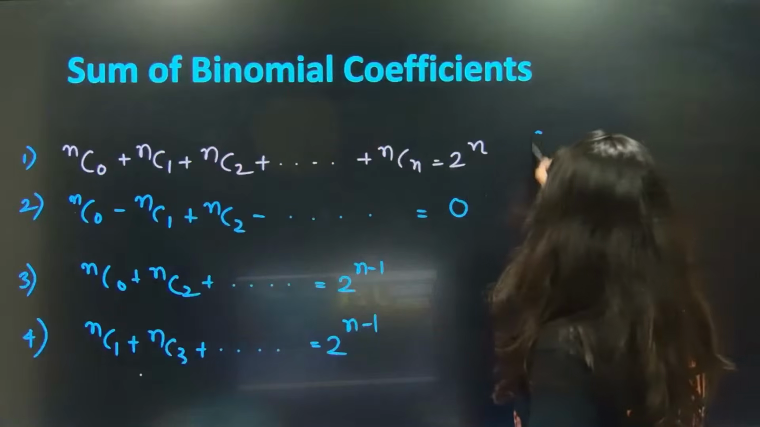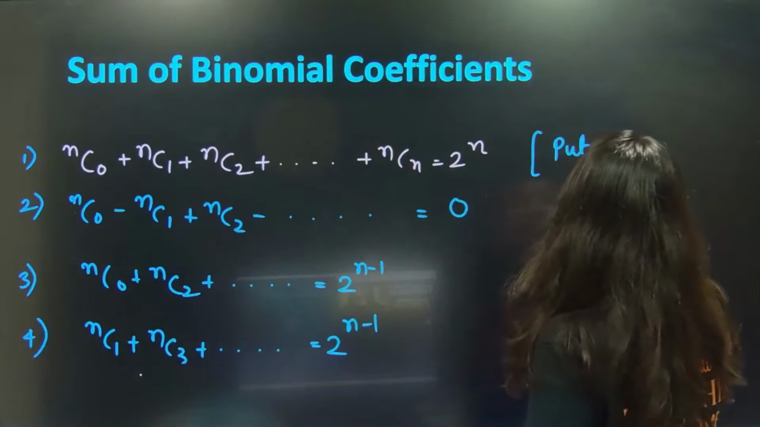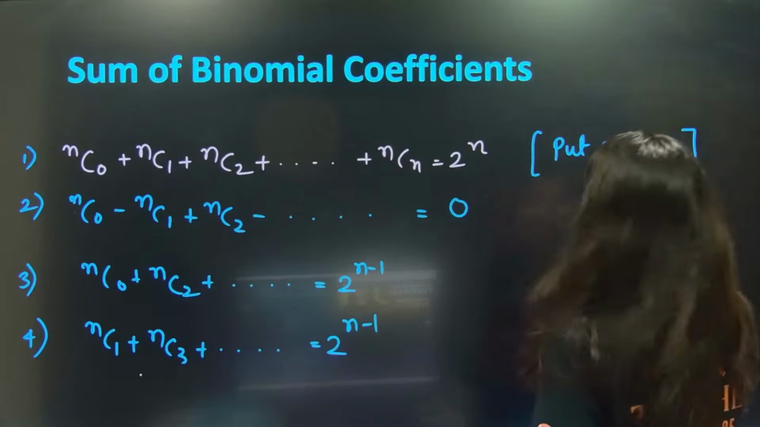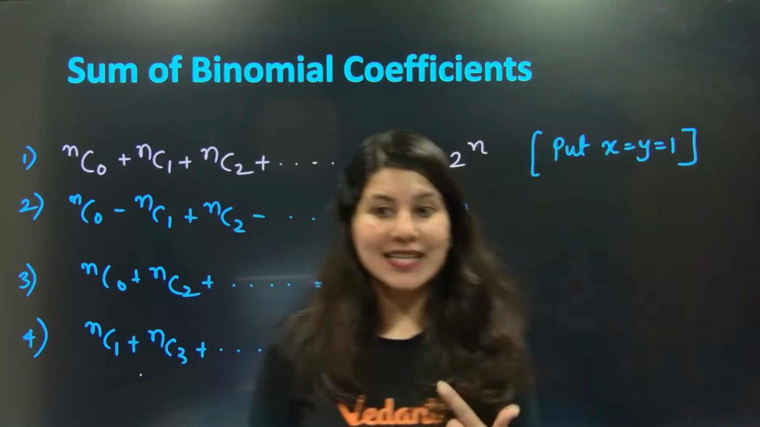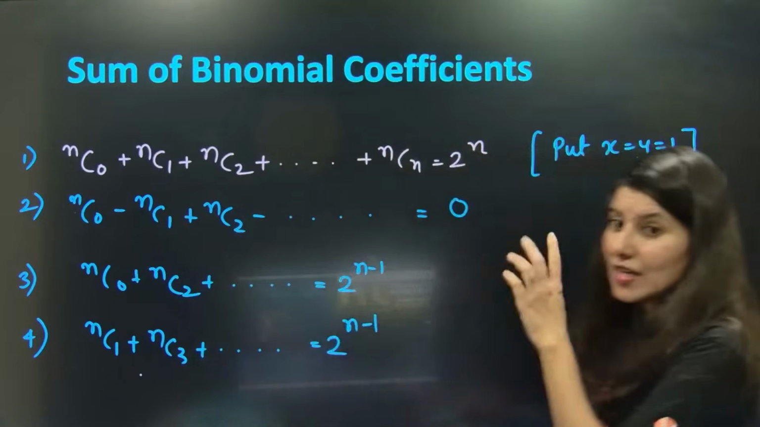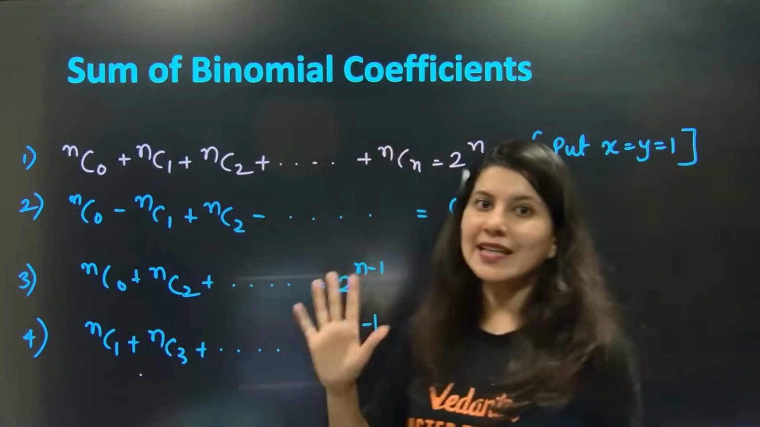Okay. So here you have to put x equals y equals 1. So you will get nC0 plus nC1 plus nC2 plus nC3 and so on, which equals 2 power n. So keep that in mind. This result should be directly known to you.